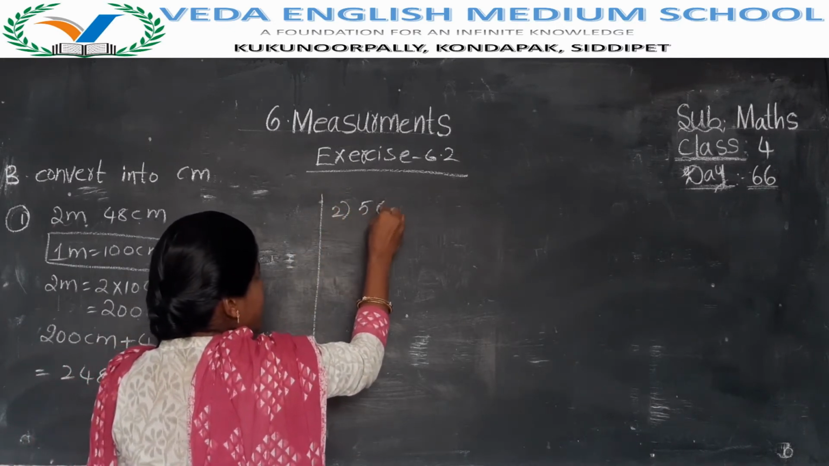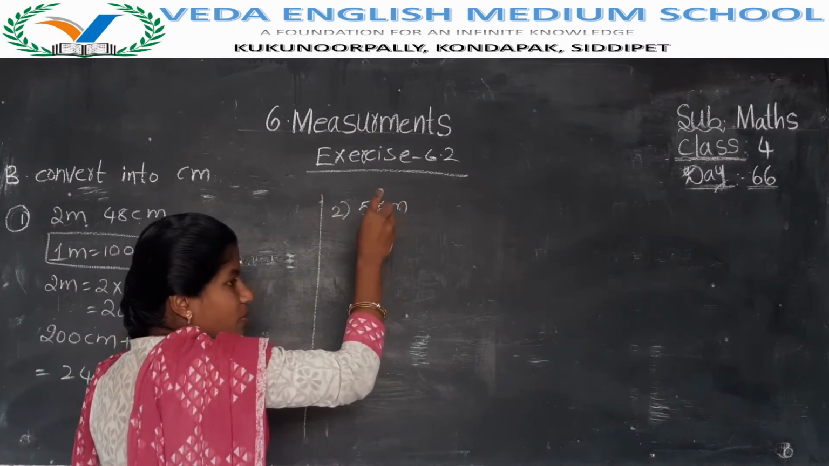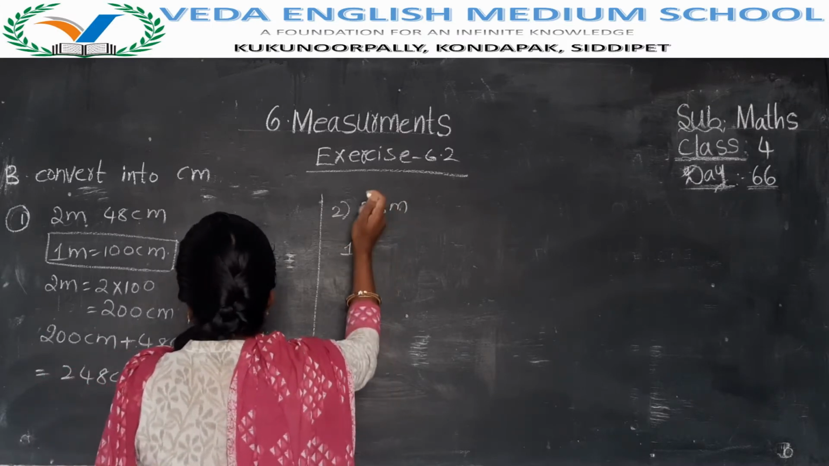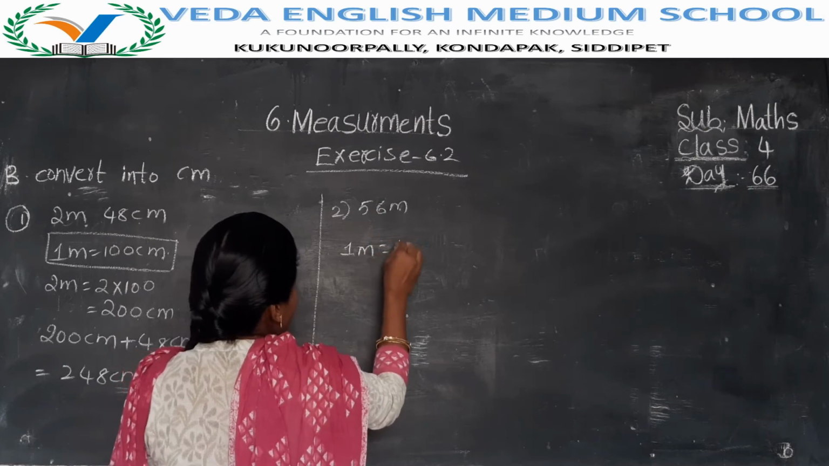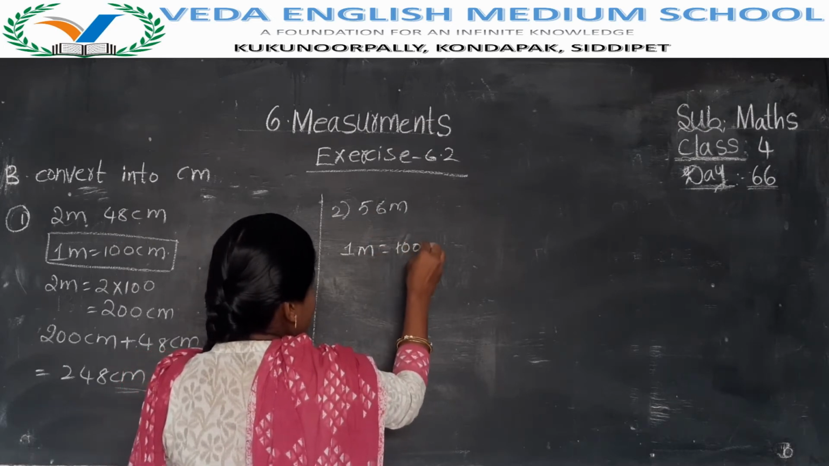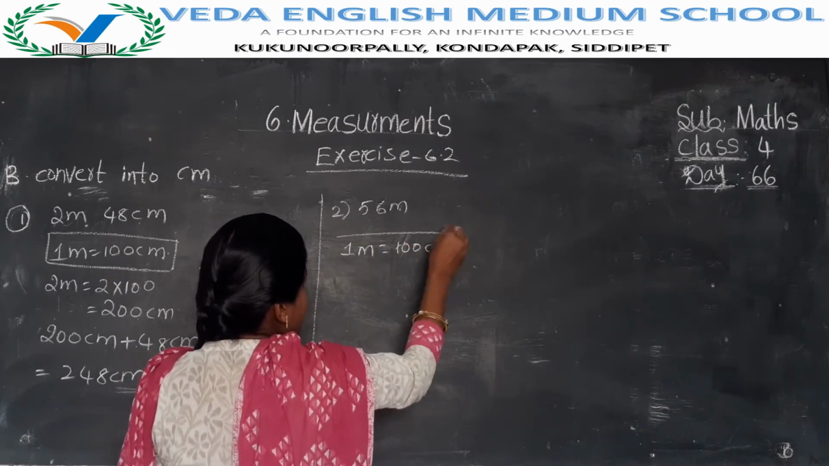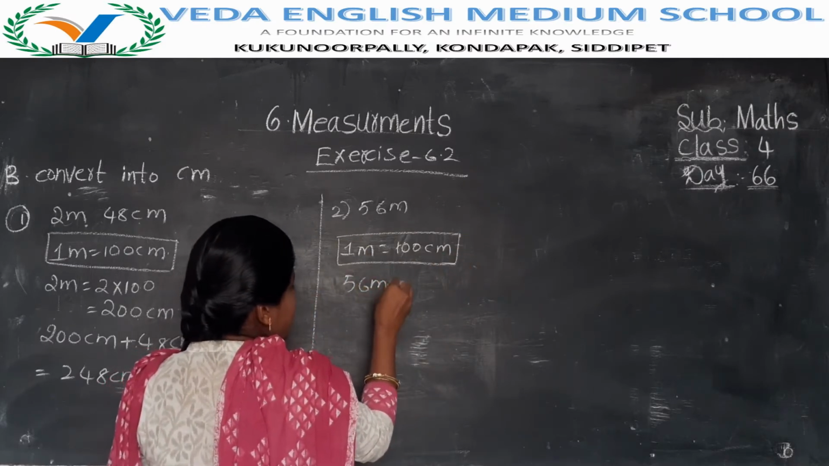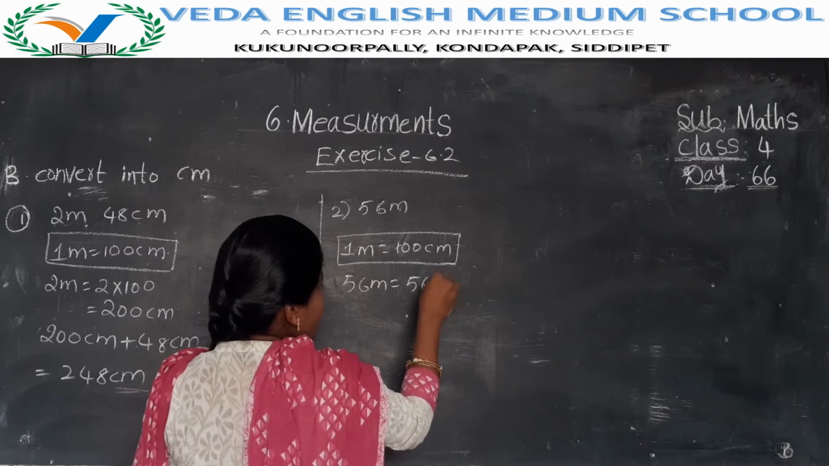Second question, 56 meters. Now we have to convert this 56 meters into centimeters. So you have to write 1 meter is equal to 100 centimeters. Then what about 56 meters? That is 56 into 100. 56 meters is equal to 56 into 100.